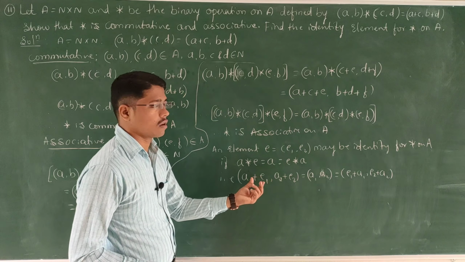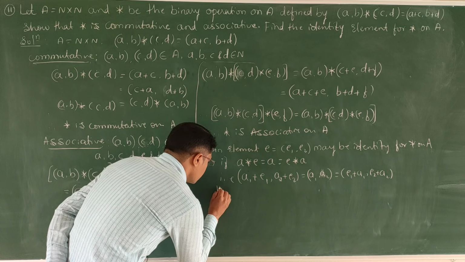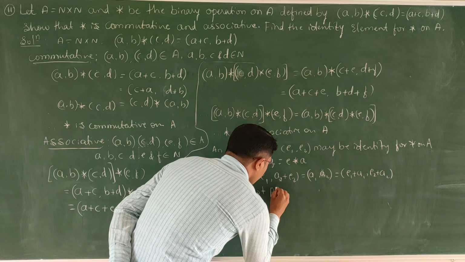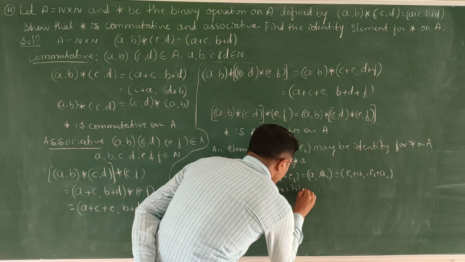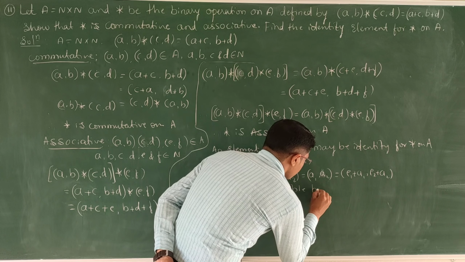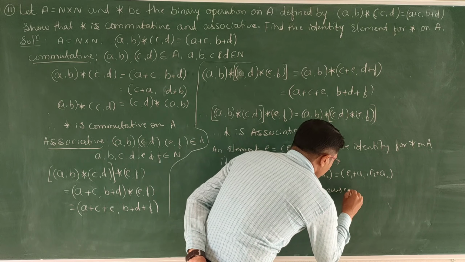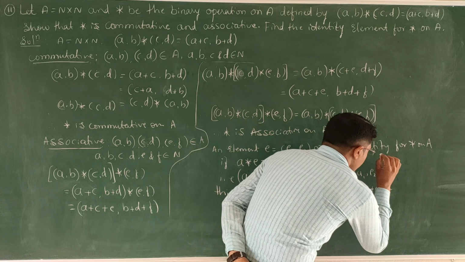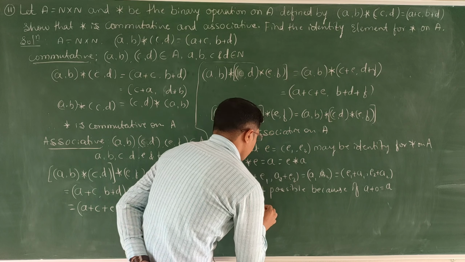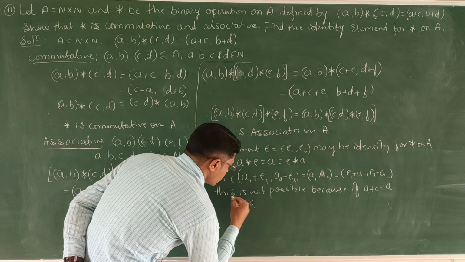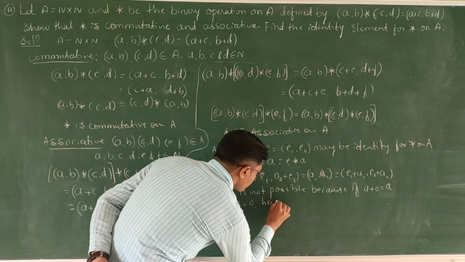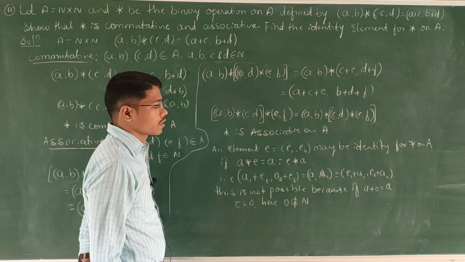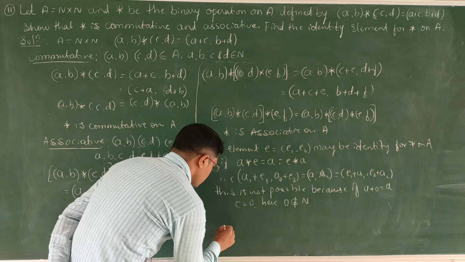So this is not possible, because if a plus 0 equals a, it means e is equal to 0. Here 0 doesn't belong to the set of natural numbers, therefore identity doesn't exist.